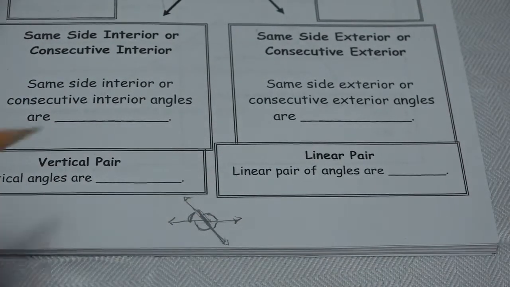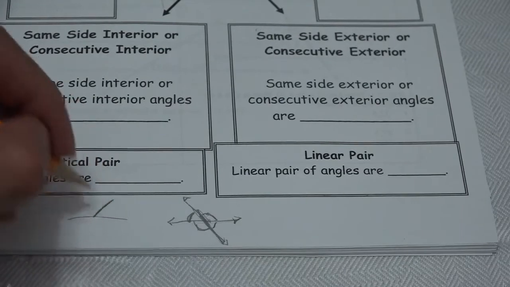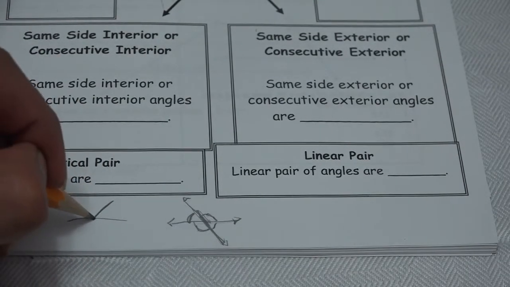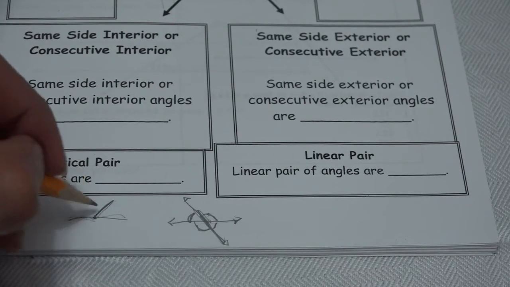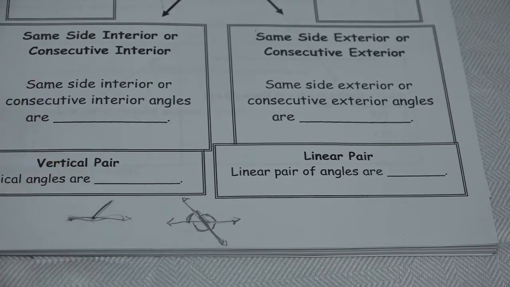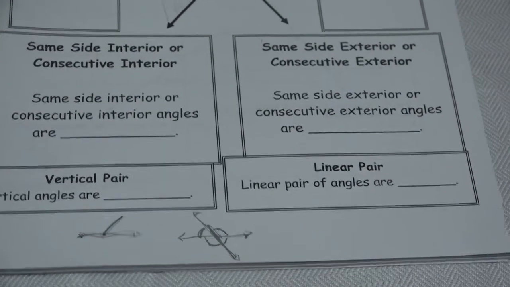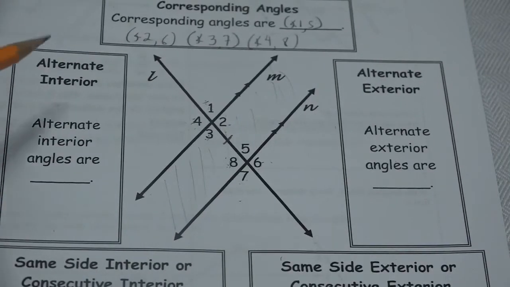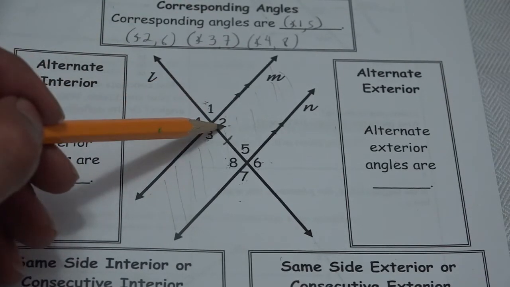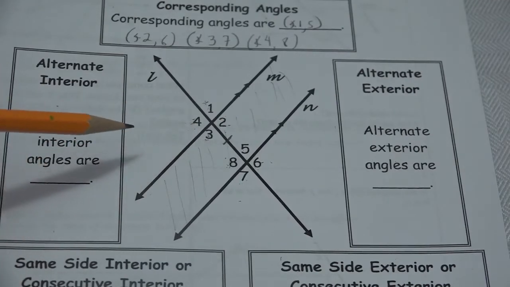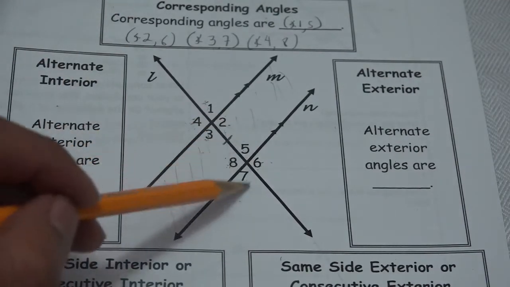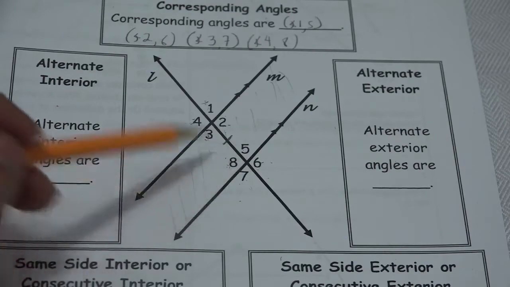In other words, they have to share the same vertex. This is the vertex of this angle right here and the vertex of this angle right here. And since this is a straight line, it forms 180 degrees. So a linear pair forms 180 degrees. So let's see what the linear pairs are right here. 1 and 2, 2 and 3, 3 and 4. 8 and 5, 7 and 6, 6 and 5, 7 and 8. Bada bing, bada boom, and that's it.